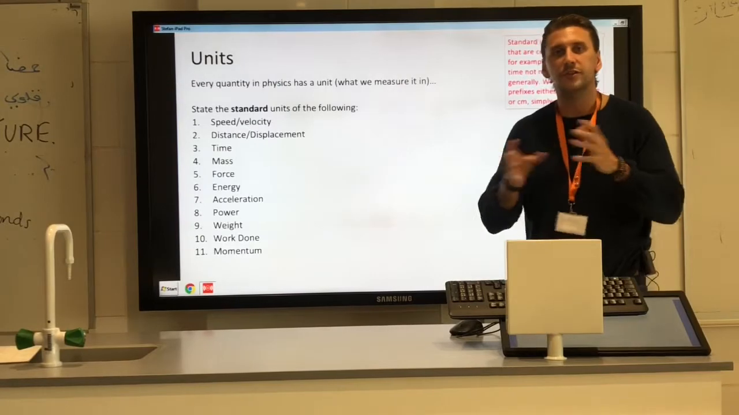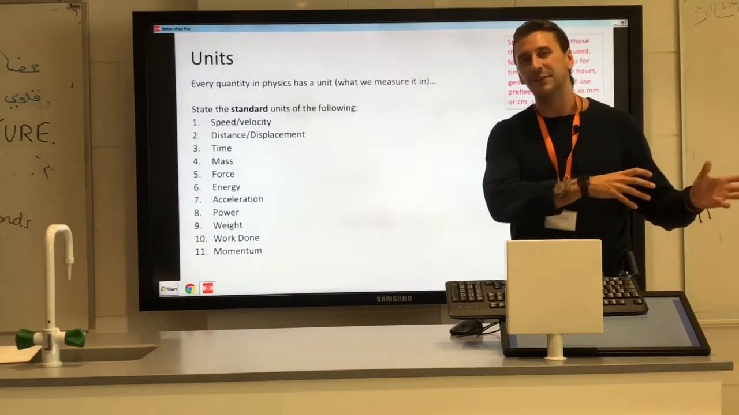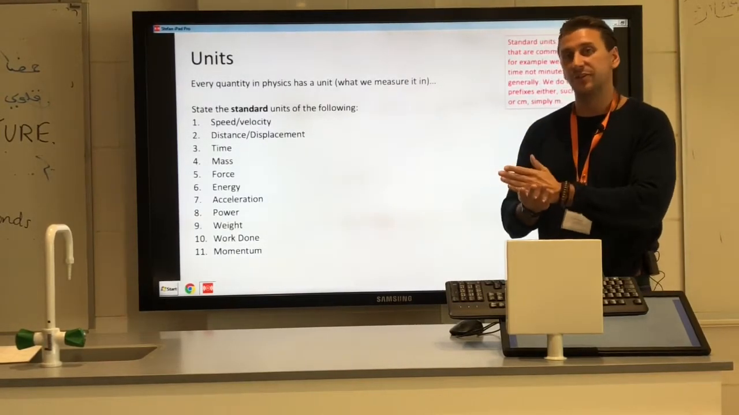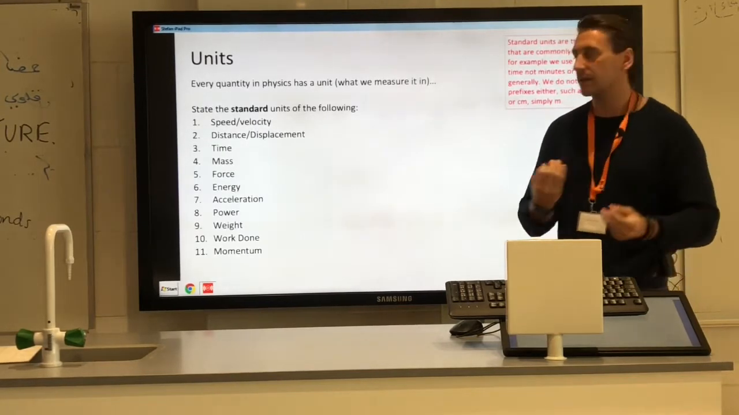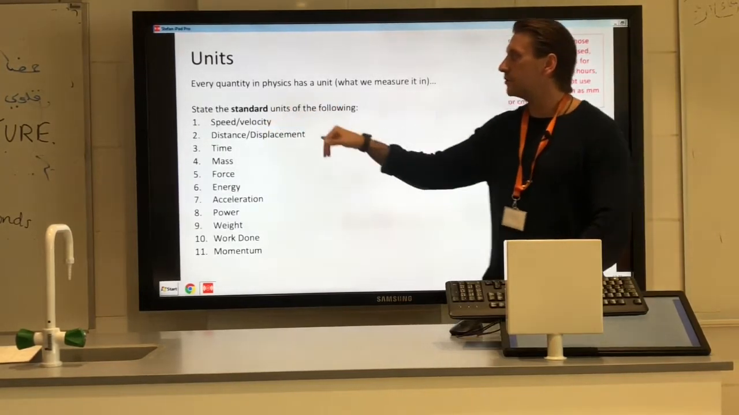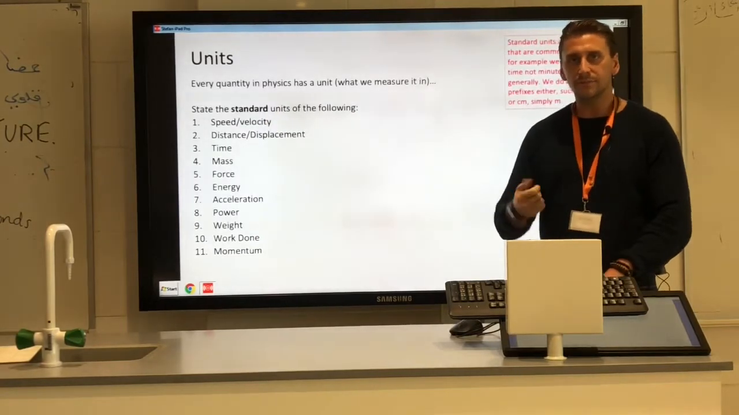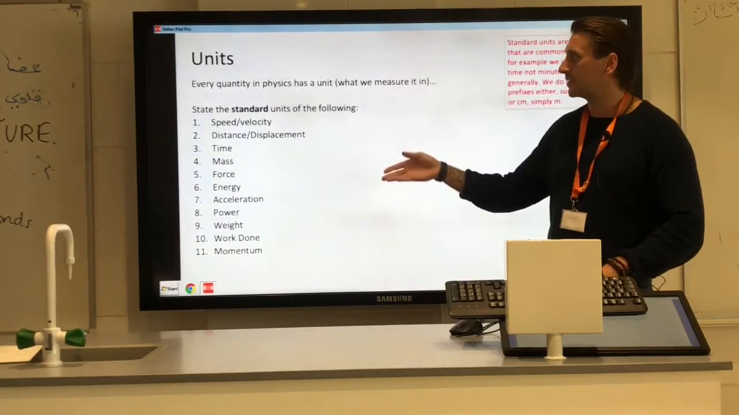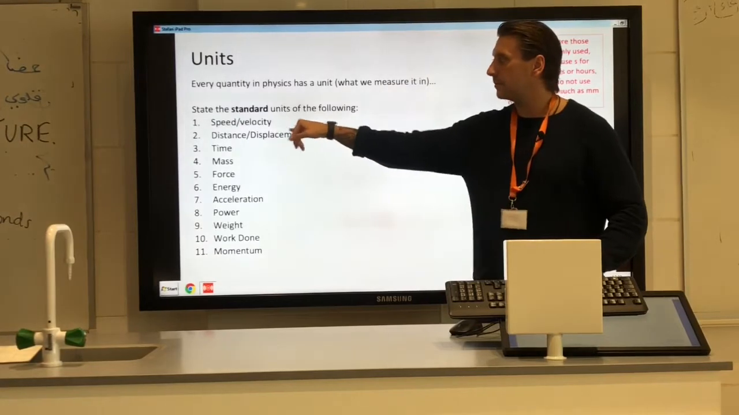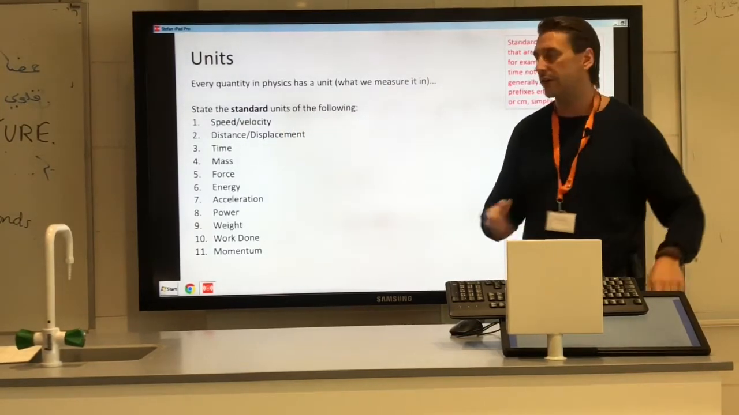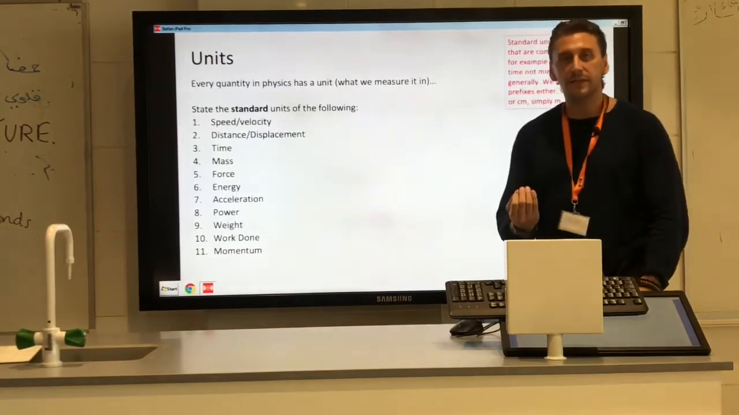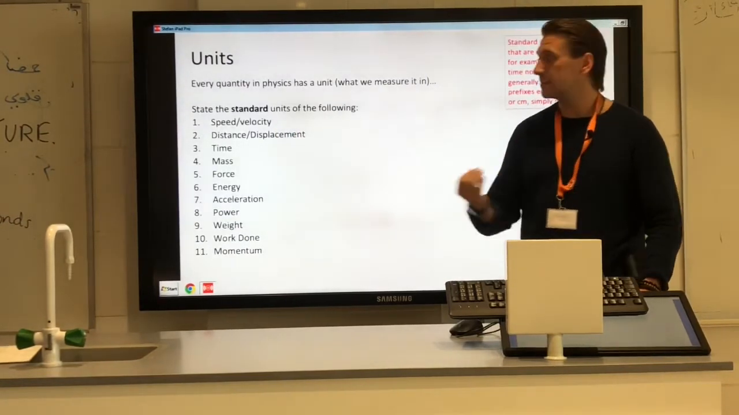So all the countries are using similar things. That's not the case all the time, but at least if we have a standard unit for our calculations and our equations, then we're not going to make silly mistakes. So speed and velocity, the unit is meters per second, m/s. Distance and displacement, because remember displacement is just the vector of distance, so it's distance in a certain direction. So distance we measure in meters, so the standard unit of distance is meters.